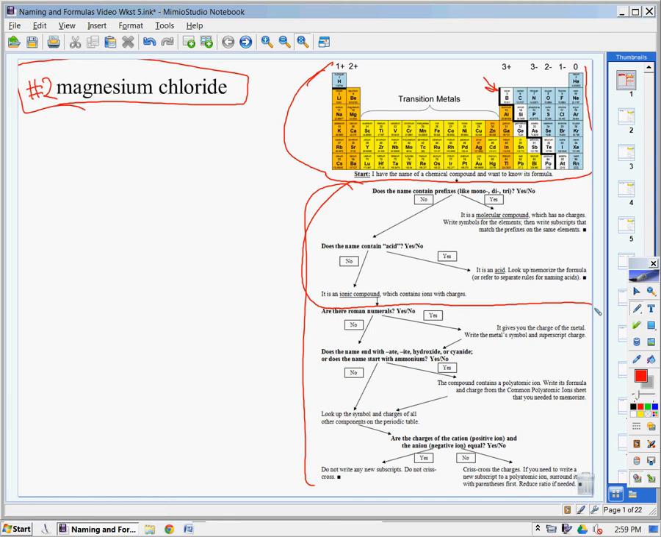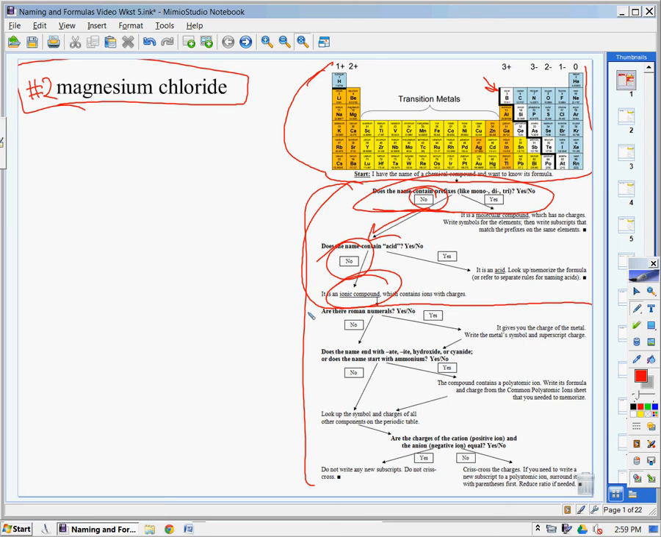All right, let's start with number 2. I'm going to be following through the flow chart here. So first question, does the name contain prefixes like mono, di, or tri? If it does, it's a molecule. It doesn't, so no. Let's go to the next question. Does the name contain acid? That would be a pretty good tip-off it was an acid. I don't see the word acid in magnesium chloride, so that's a no. So we're down to, in fact, it's an ionic compound.